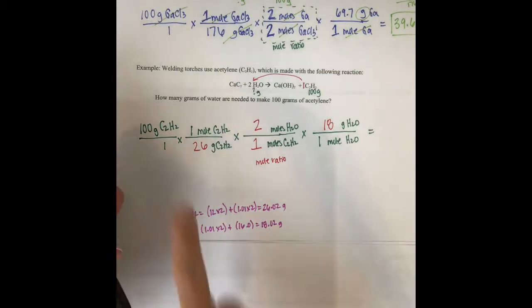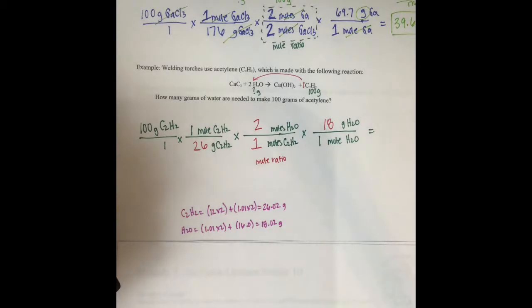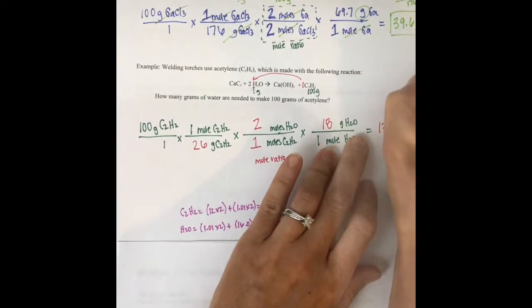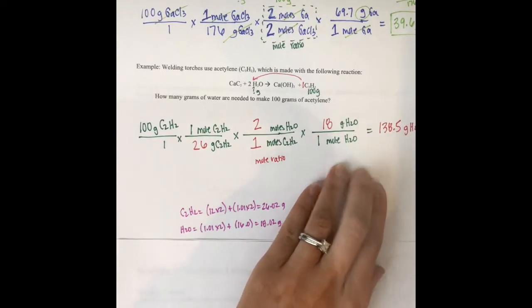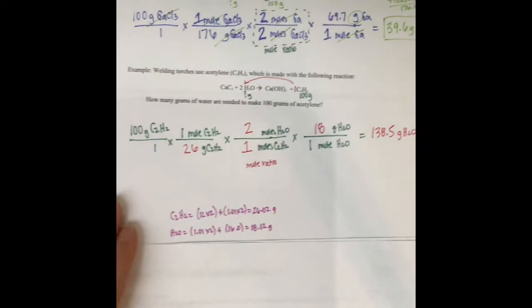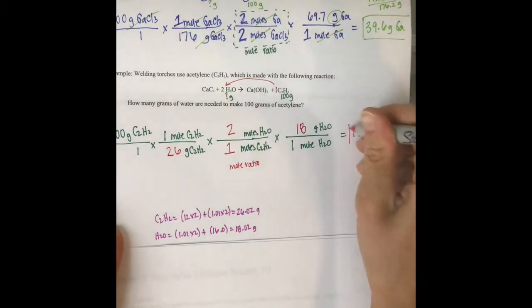Okay, please practice plugging this in properly. 100 times 2 times 18. Then press equals and divide by 26. You should get 138.5 what? Grams of water. Okay, and that will be your final answer.